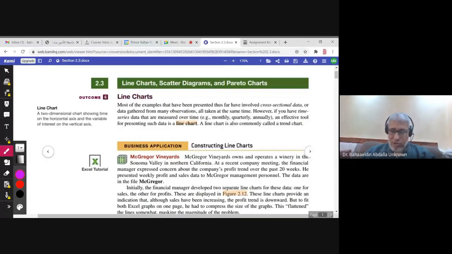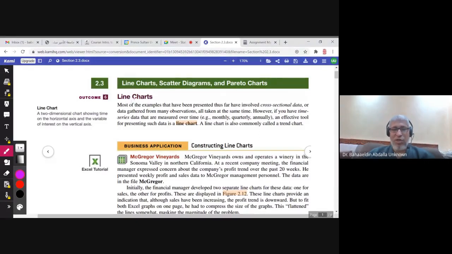This is the last section in chapter 2, which is section 2.3. It's a continuation of the chapter. The chapter is about graphing, describing data using graphs. We studied some graphs in section 2.1, other graphs in section 2.2, and we continue today in section 2.3 with 3 types of graphs. 2 of them may be new for us, and the last one, which is the Pareto chart, is just a special type of the bar graph. So it's not really new.